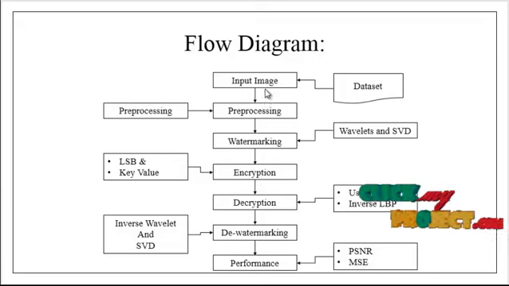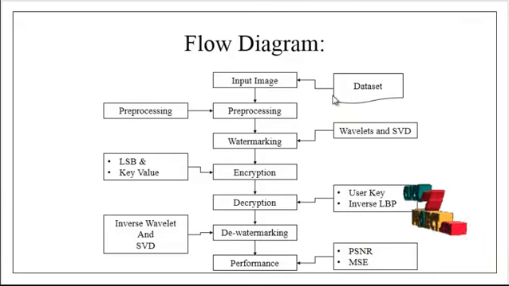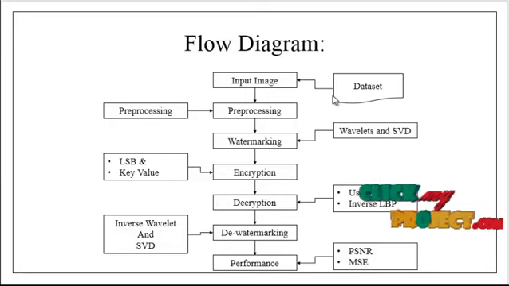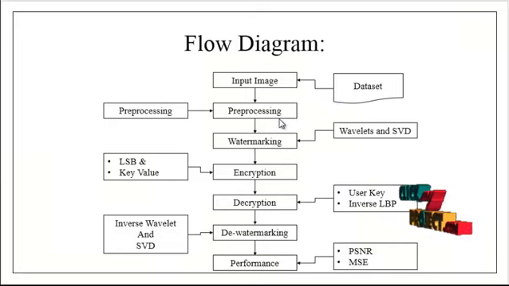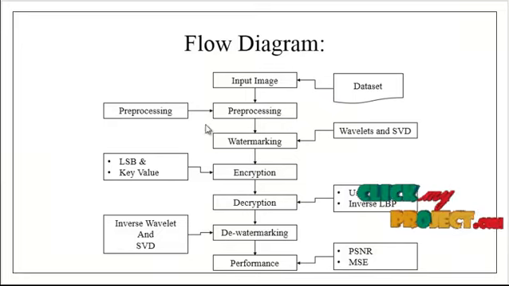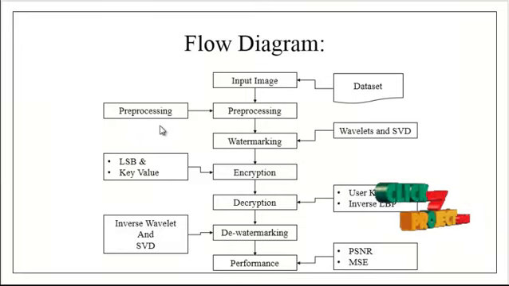At first, the input image. The input image is taken from the dataset. In this dataset, there are several images, like normal images as well as QR images. We have to select two images from this dataset. After the selection of the images, we move to the second stage of the project, that is the pre-processing. In this pre-processing, steps like image resizing will be done.